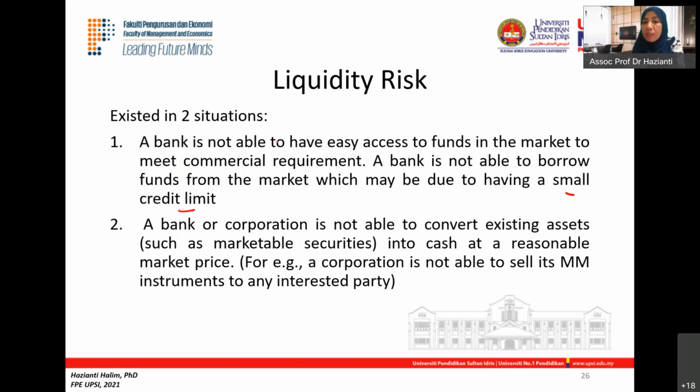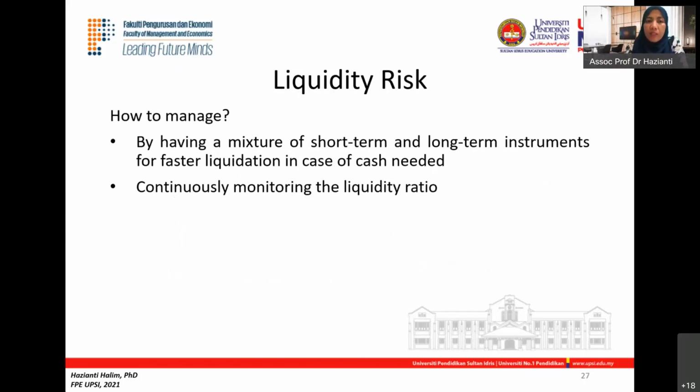So this is also a liquidity problem. You can see, one, the credit limit is already tight, it cannot borrow anymore. Another, it cannot sell the money market instruments because nobody wants to buy. So when nobody wants to buy, it is also a liquidity problem. Liquidity means the risk of not being able to convert asset into cash and not able to have access to funds. So it has a liquidity problem.